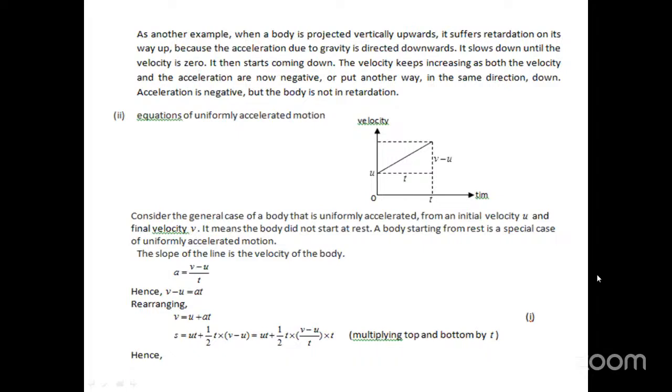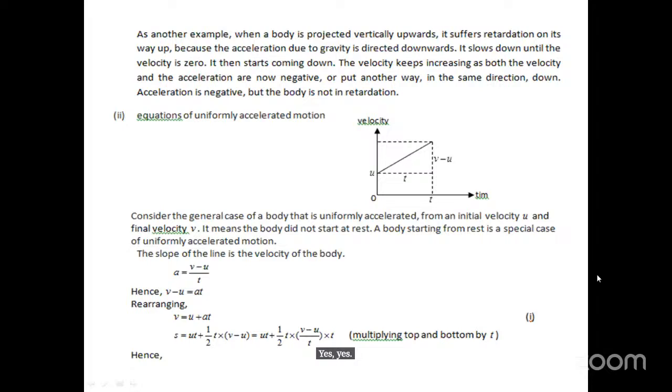As T increases, what happens? Does U change? U does not change. GT now starts increasing, right? Until it is equal to U. It is equal to U when the body is at the maximum point in its motion. Then, what happens thereafter? V is zero.